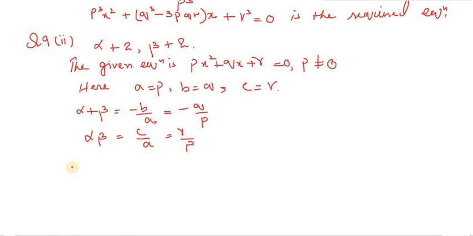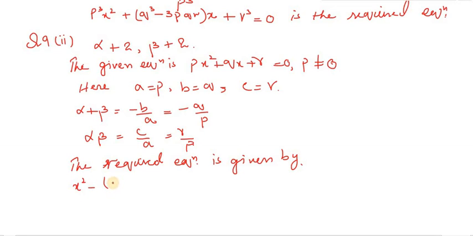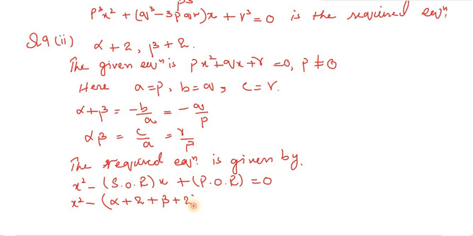We have to find the equation having roots alpha plus 2 and beta plus 2. So the required equation is given by x square minus sum of roots of x plus product of roots is equal to 0. x square minus, here the roots are given, alpha plus 2 plus beta plus 2, plus the product of the roots alpha plus 2 and beta plus 2 is equal to 0.